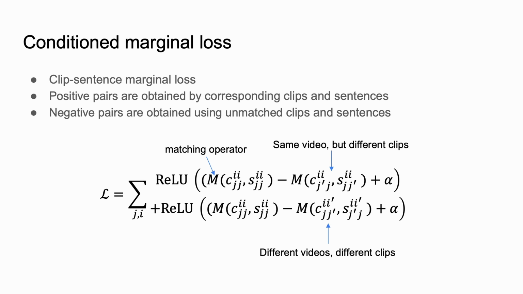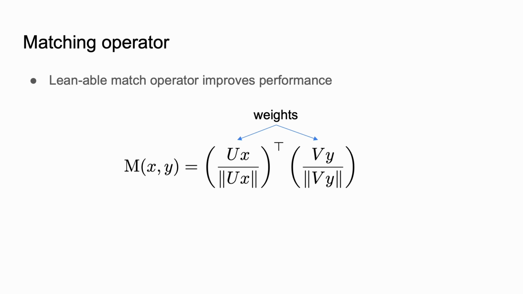The loss we employ is based on the marginal loss and is applied over the clips and sentences. M is a learnable matching score, which takes a clip and sentence representations and returns a score. The first term is applied over the pairs of clips and sentences in the same video, and the second term is applied over the pairs in the batch. This is the definition of the matching operator. U and V are learnable matrices.